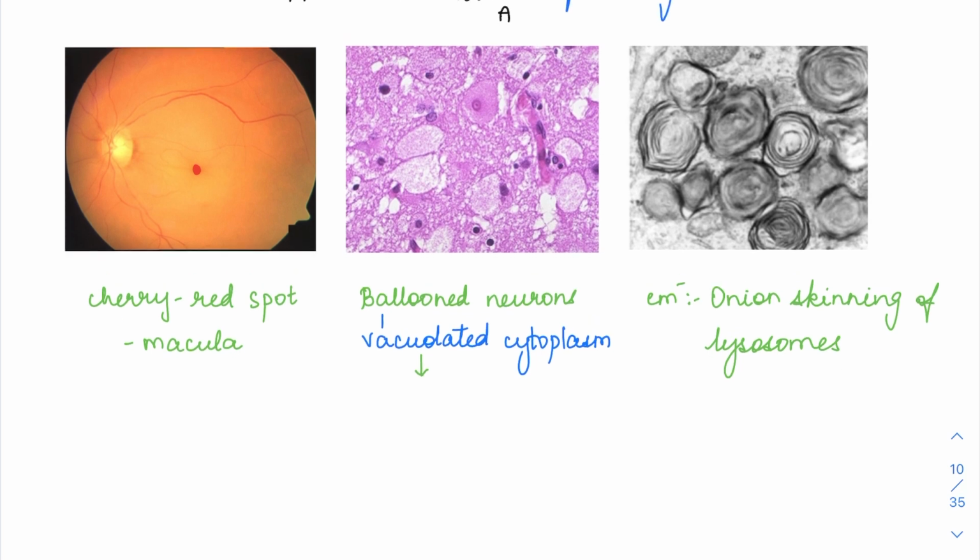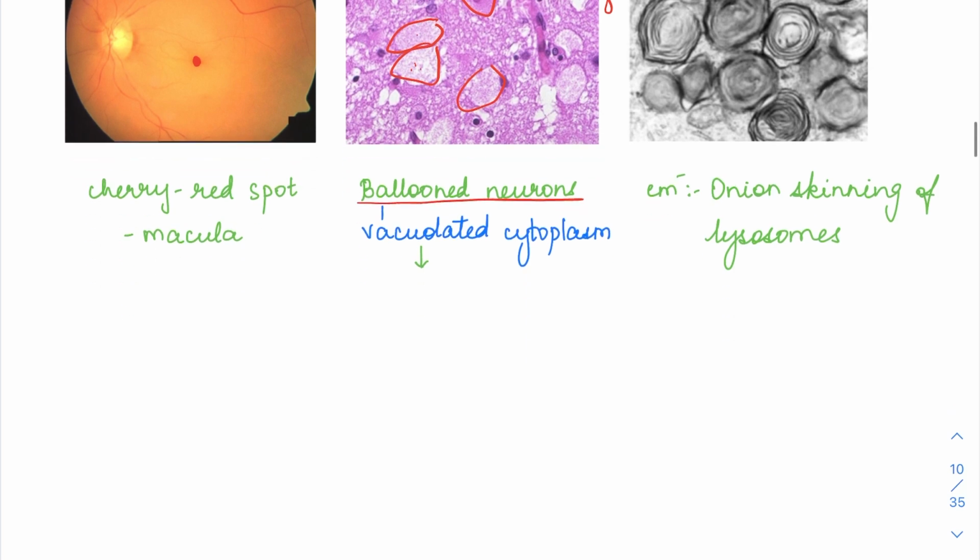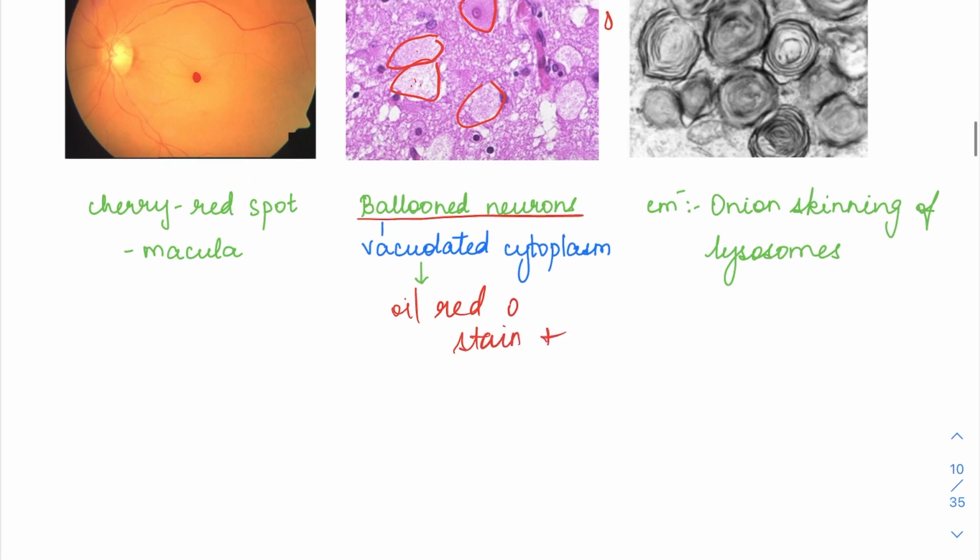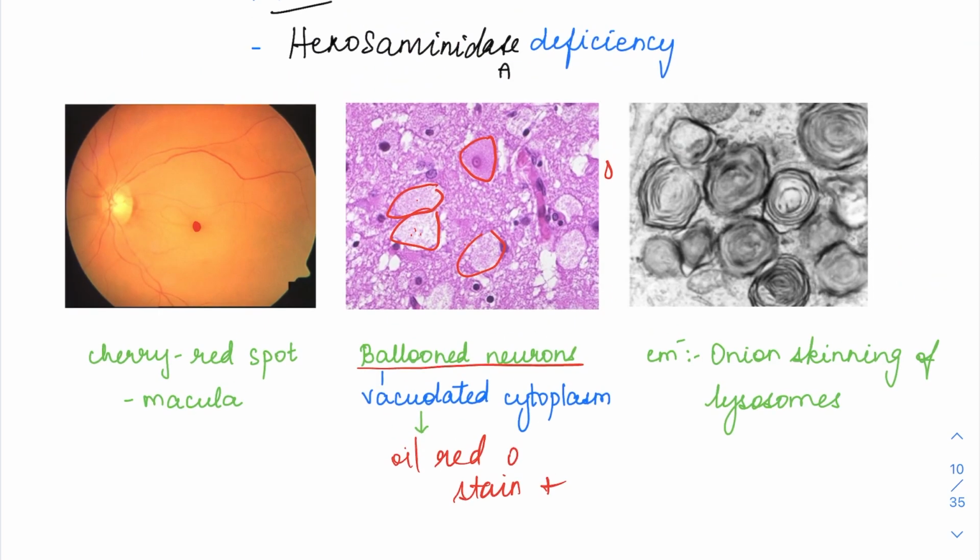Then in the CNS, there is going to be presence of ballooned neurons. These neurons are normally supposed to be of this size, but they have ballooned up so much because the substrate has accumulated in these neurons and become toxic to them. All of these are ballooned up neurons which have a very vacuolated cytoplasm. Look at this, it has a very vacuolated cytoplasm because it contains some fat inside it, and so they can be stained with oil red O. So oil red O positivity will be present in these Tay-Sachs ballooned neurons.